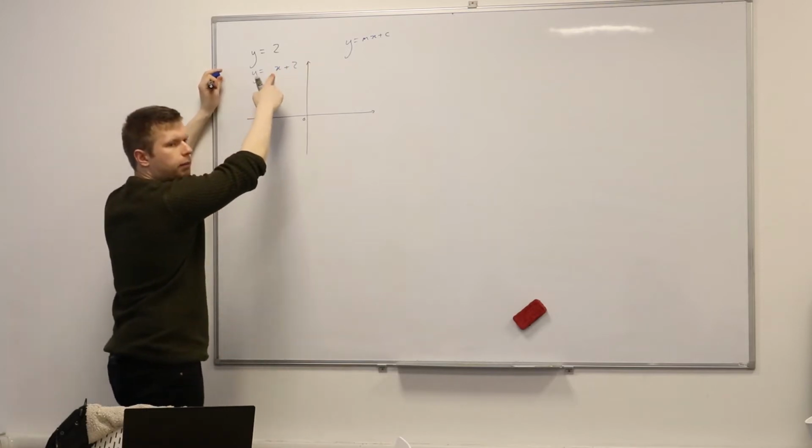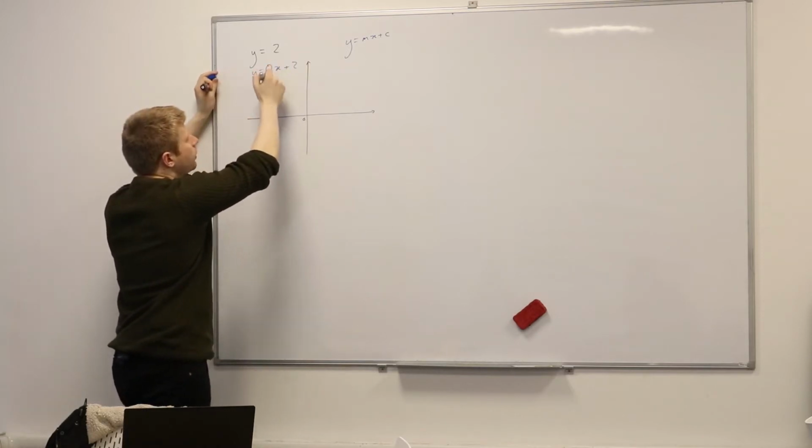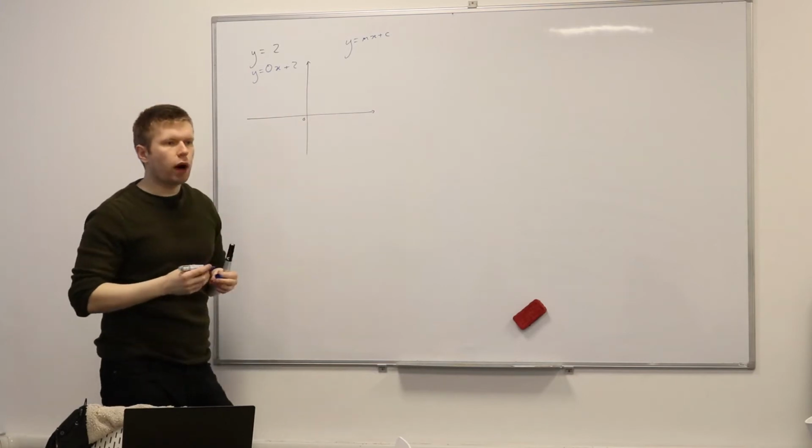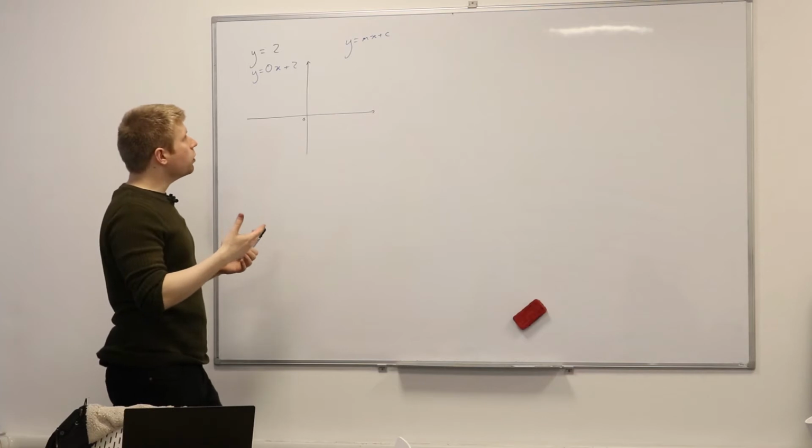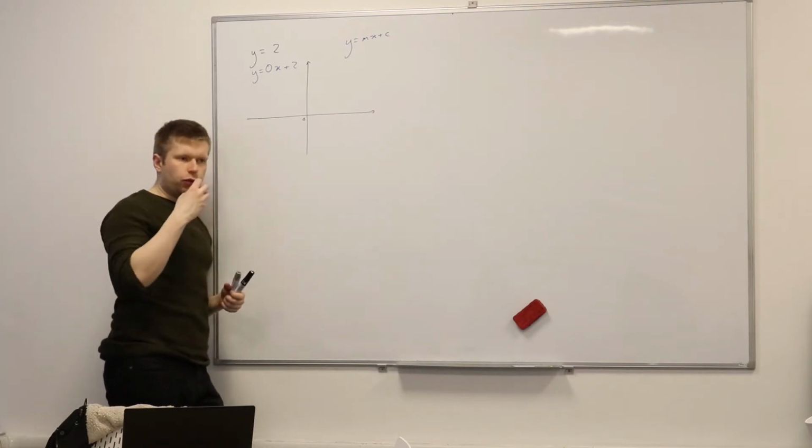What would the gradient be? It would be 0, right? Because 0 times x would be 0. That's how we could get the y equals 2. Okay. So if the gradient is equal to 0, remind me, what does the gradient mean again? How do you define gradient?